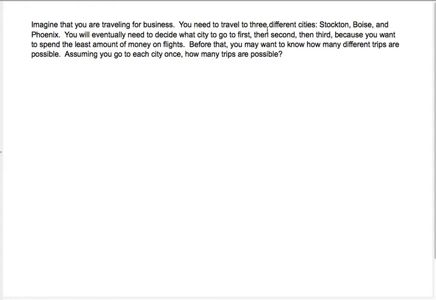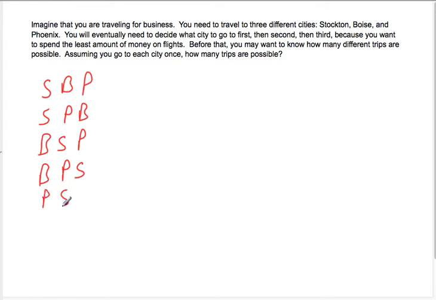So we have three cities to go to: Stockton, Boise, and Phoenix. I'm just going to use S, B, and P. So imagine we could go to Stockton, then Boise, then Phoenix. We could also go to Stockton, then Phoenix, then Boise. We could do Boise, Stockton, Phoenix, and then we could do Boise, Phoenix, Stockton. And finally we could do Phoenix, Stockton, Boise, and Phoenix, Boise, Stockton.